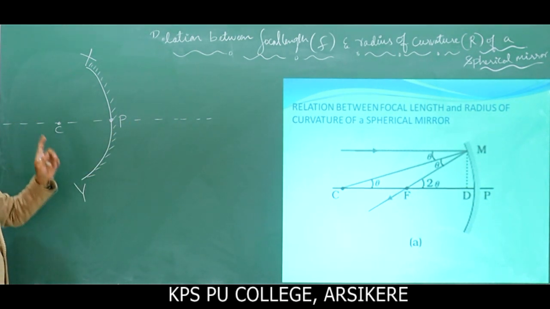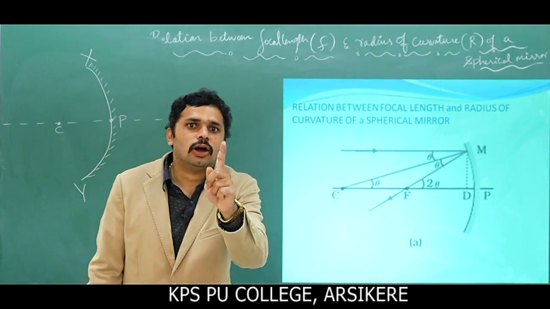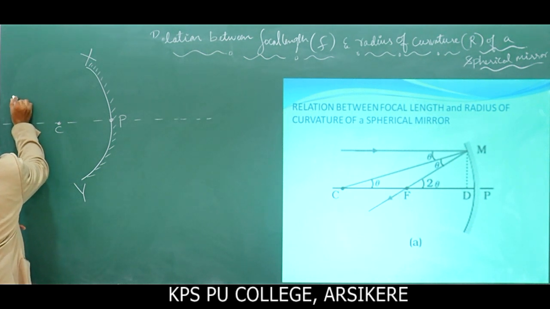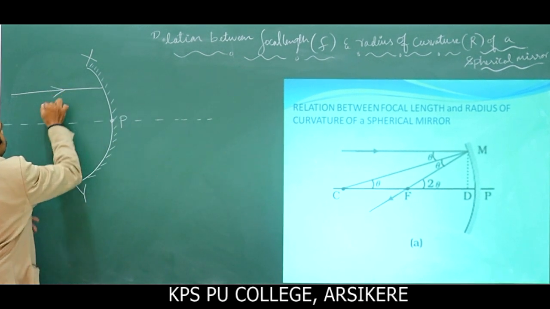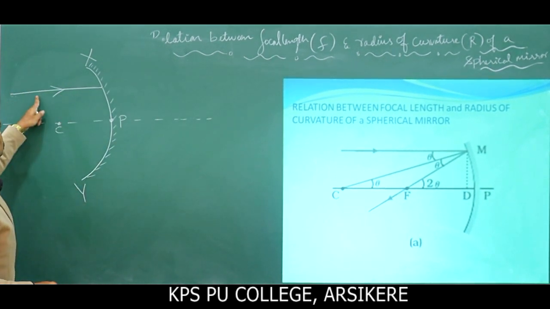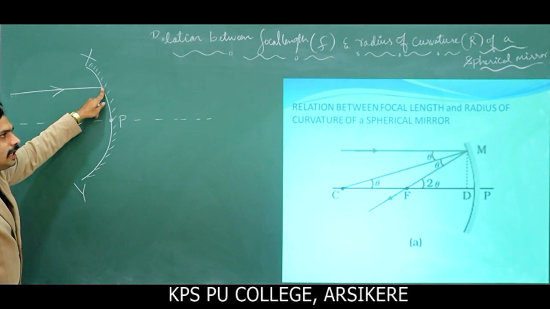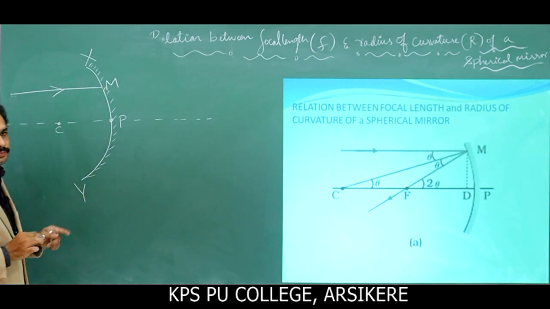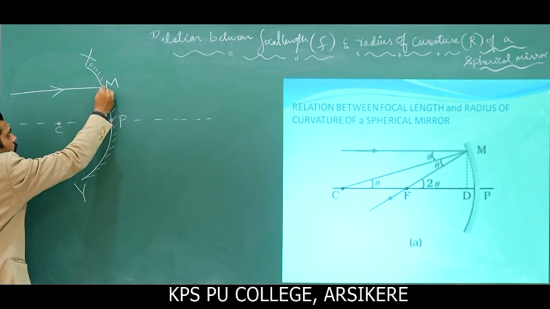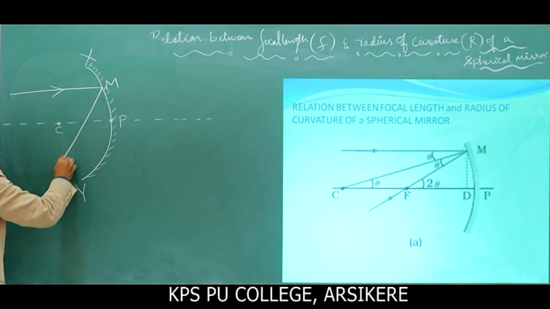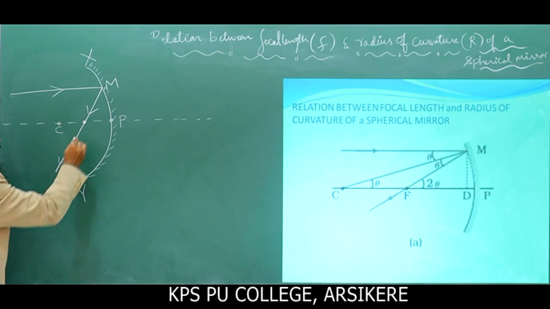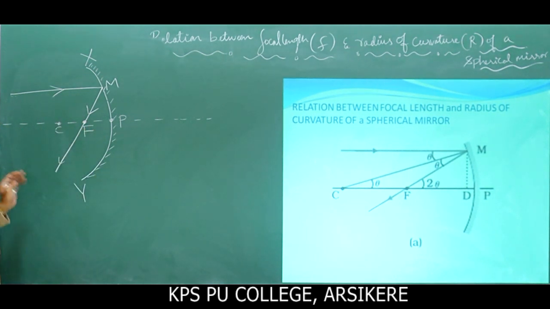Now consider a single ray of light. Observe carefully, I am taking a ray of light. This single ray of light strikes the reflecting surface of the mirror. This point I am taking as M, where it fell. Note that after reflection, the reflected ray meets the principal axis. We call this point F. What is F? Focus.